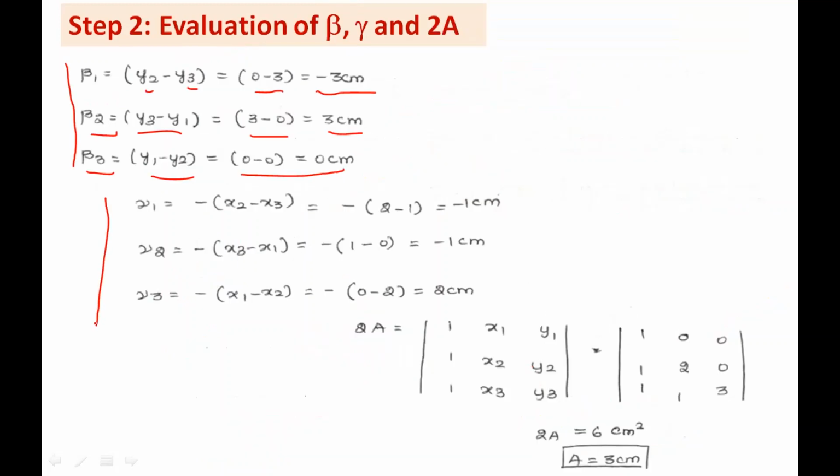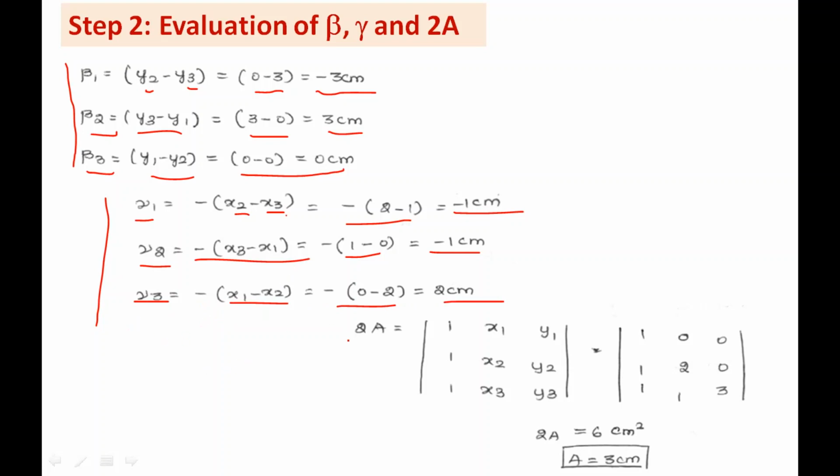Now coming to the gamma values, expression for gamma i is equal to minus of xj minus xk. So here gamma 1 is equal to minus of x2 minus x3, substituting the values, we are getting minus 1 centimeter. Gamma 2 is equal to minus of x3 minus x1, substituting the values, we are getting minus 1 centimeter. Gamma 3 is equal to minus of x1 minus x2, minus of 0 minus 2, we are getting 2 centimeter as gamma 3.